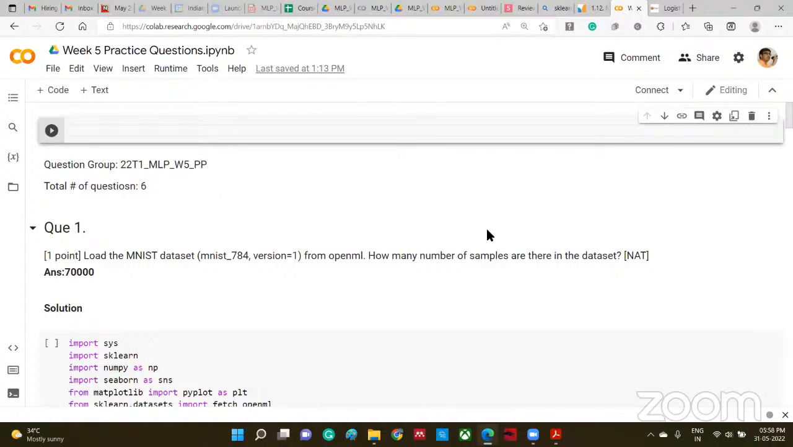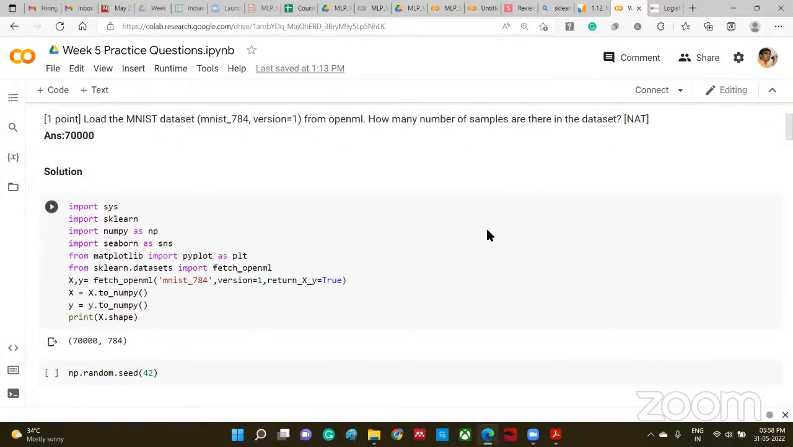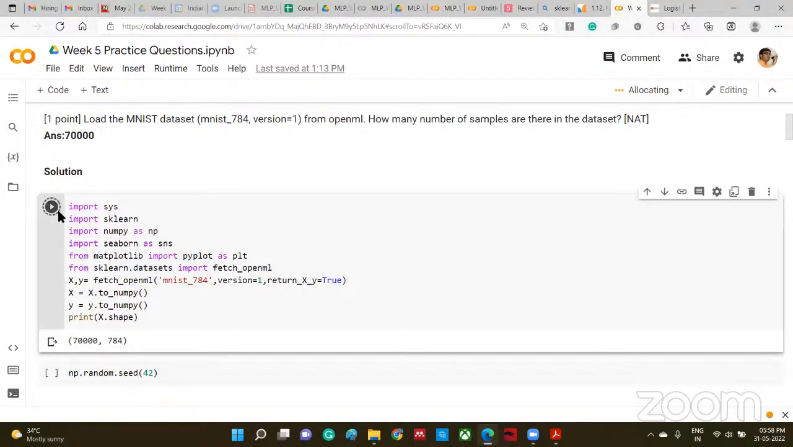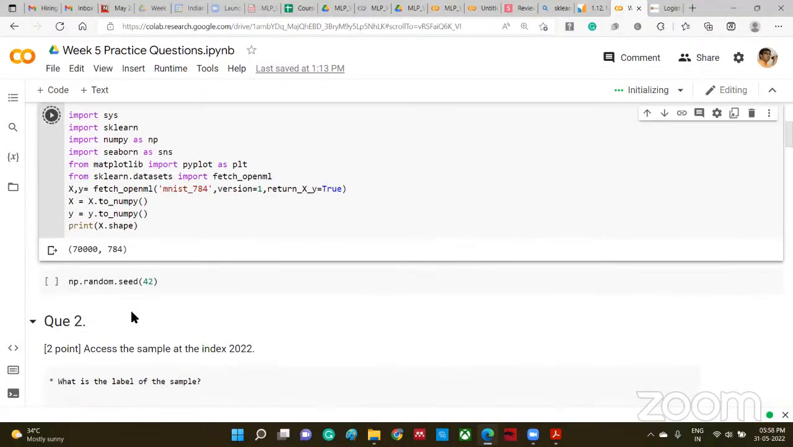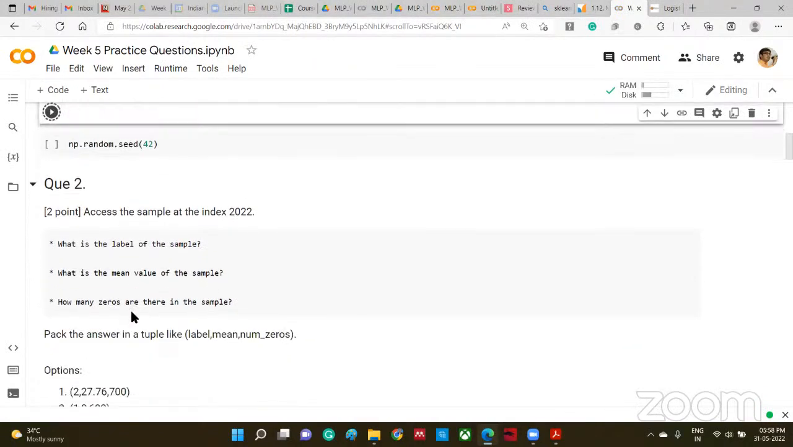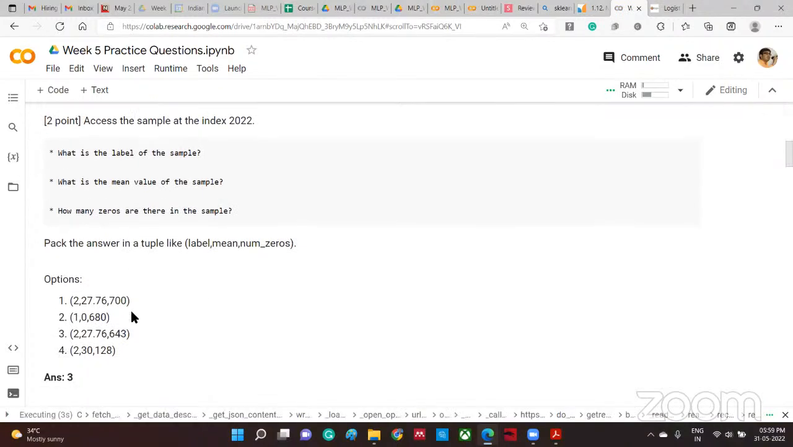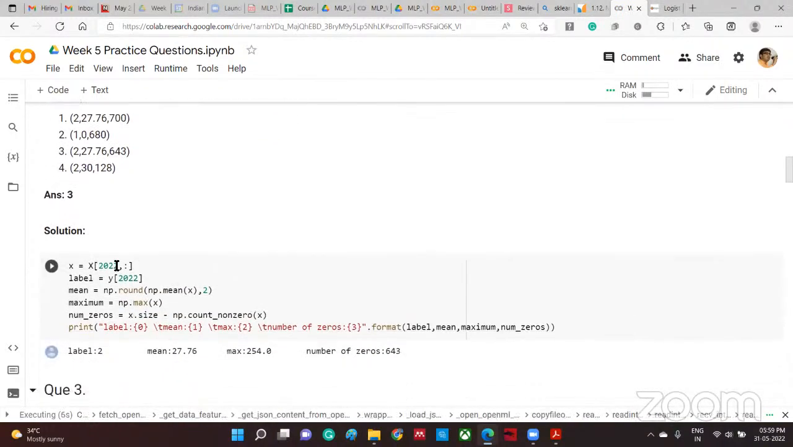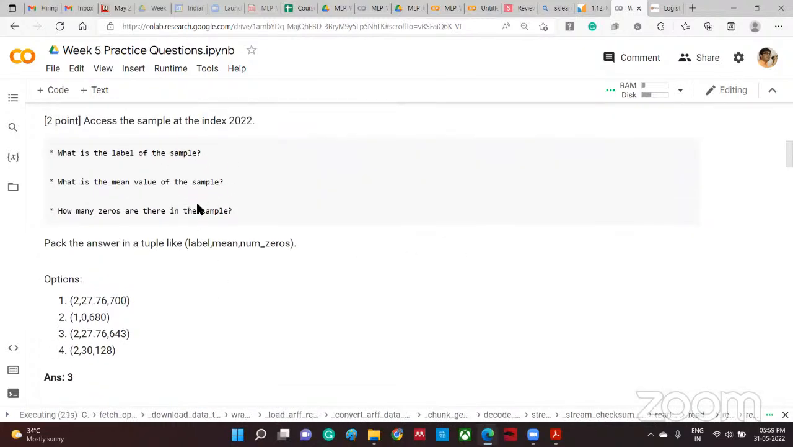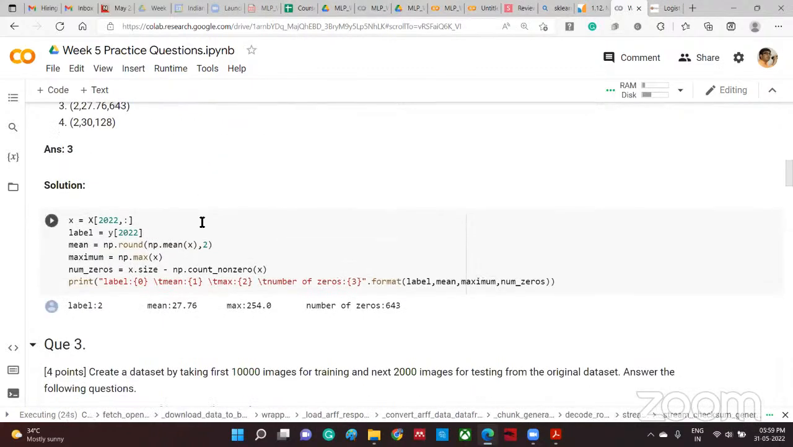We have the MNIST data set from OpenML. The first question was how many samples are there? We have seen the shape and discussed that: obviously we have 70,000 samples and 784 features, so that is the shape of the matrix. The number of samples is 70,000. Then access the sample at index 2022. What is the sample there? We can calculate the label, the maximum value, the mean value of the sample, how many zeros are there, and so on.